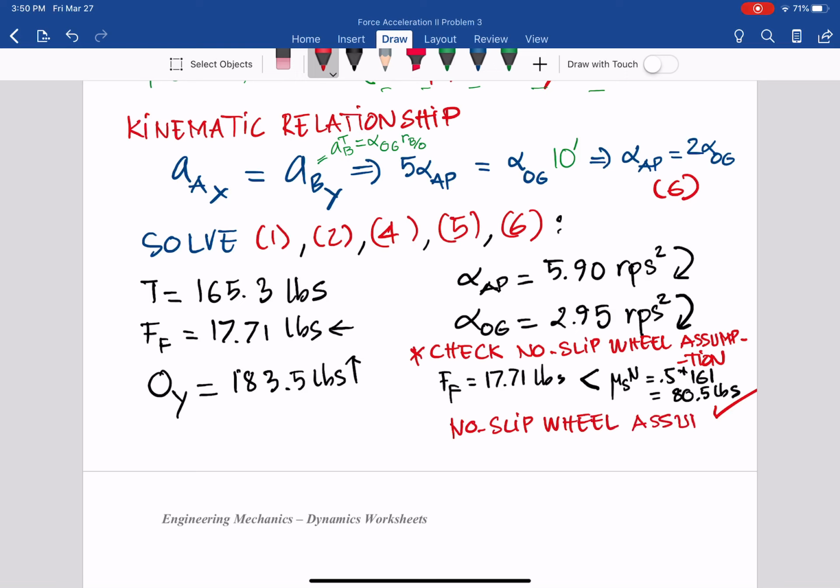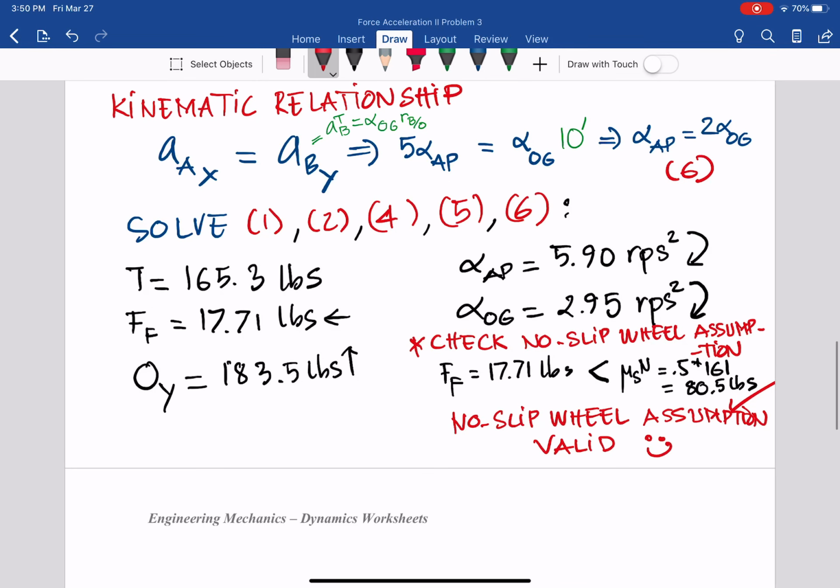The no slip wheel assumption is valid, and that should be a happy face. It means we don't have to continue to the slipping wheel case, like we did in problem 4 of force acceleration 1. If you want to check what happens if FF is more than mu sub S N, then you go to slipping wheel, and then FF equals mu sub K N. Go back and check that equation. Because of that, we can box the answer.